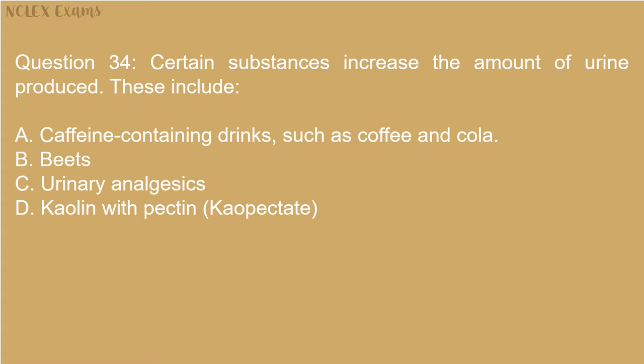Question 34. Certain substances increase the amount of urine produced. These include A. Caffeine-containing drinks, such as coffee and cola. B. Beets. C. Urinary analgesics. D. Kaolin with pectin (Kaopectate).